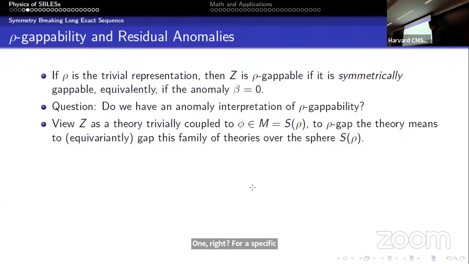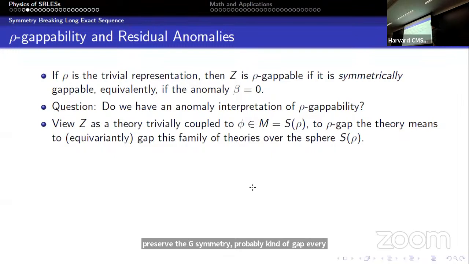Currently Z is just a theory by itself. What we can do is spread it out trivially over this sphere, the sphere of this k-dimensional vector space. And now to rho-gap the theory really just means that I want to equivalently gap this entire family of theories over this sphere. So at every single point, I'm deforming while preserving the G symmetry, but I want to gap the theory over every single point.